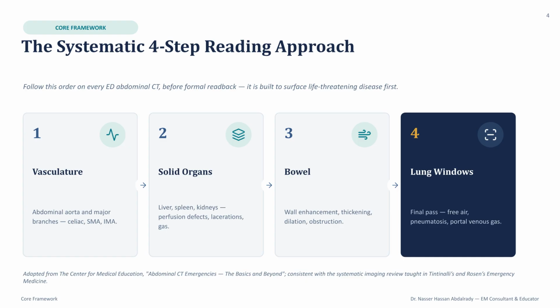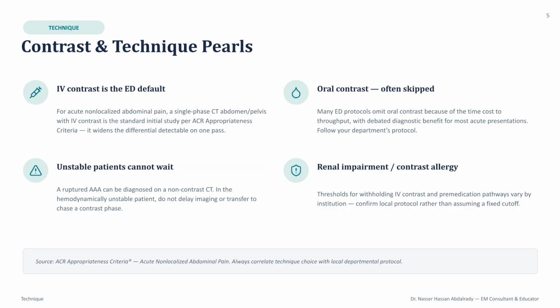Check the vasculature, examine solid organs, evaluate the bowel, and finish with a lung window pass to catch subtle, life-threatening findings. When considering technique, IV contrast is the default for most acute abdominal pain. Oral contrast is often skipped to save time, and for hemodynamically unstable patients, do not delay imaging for contrast phases.